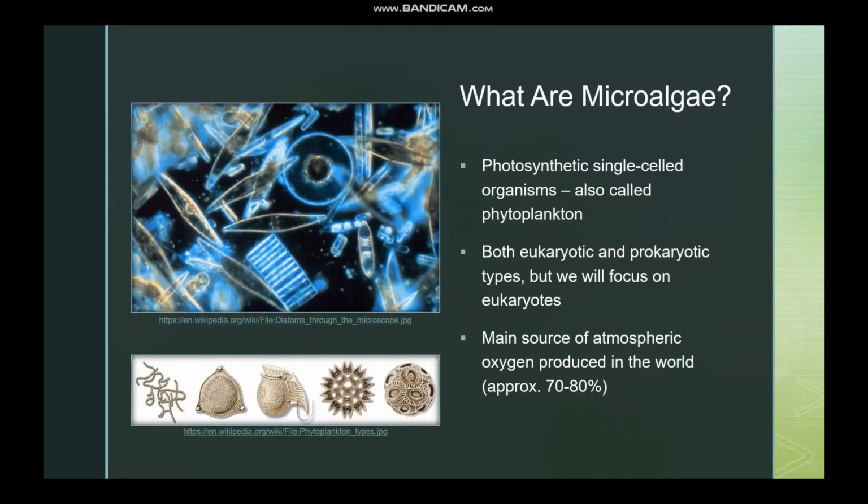Next up is, what are microalgae? So microalgae are photosynthetic single-celled organisms. They're also called phytoplankton. They're both eukaryotic and prokaryotic types, but we focus on eukaryotes when producing biodiesel. They're also the main source of atmospheric oxygen in the world. They produce approximately 70 to 80% of the world's oxygen.